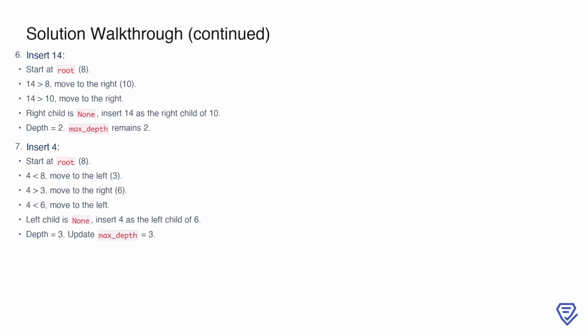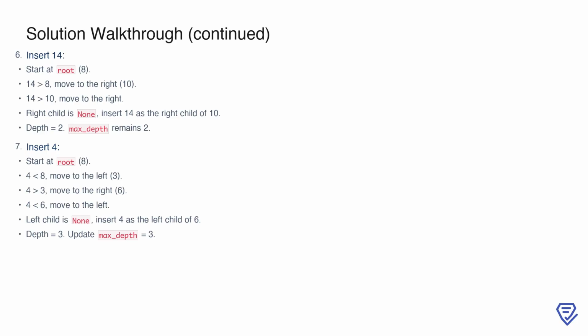Starting at the root, 14 is greater than 8, so we move to the right child, which is 10. Continuing, 14 is greater than 10, so we go to the right child of 10. The position is null, so we insert 14 as the right child of 10. The depth of this insertion is 2, so the maximum depth remains 2.